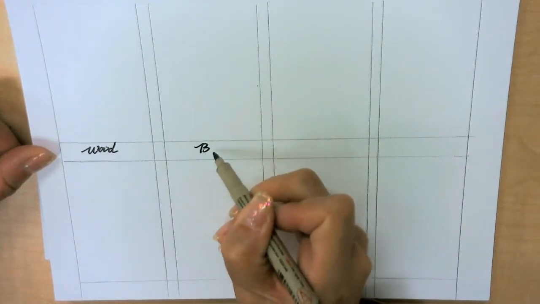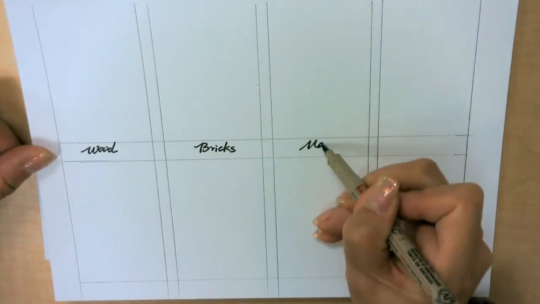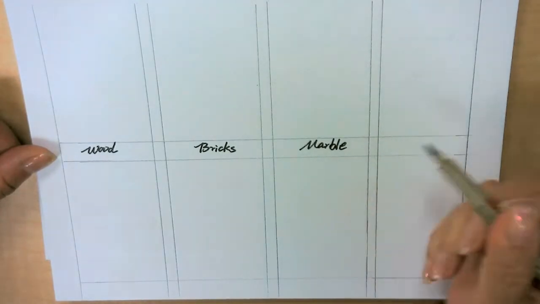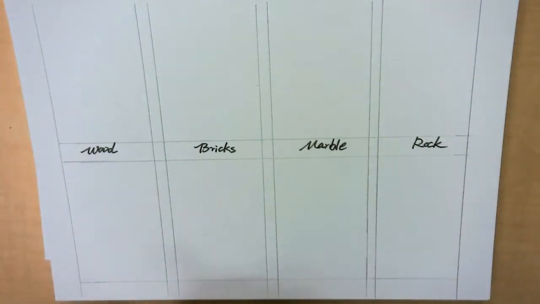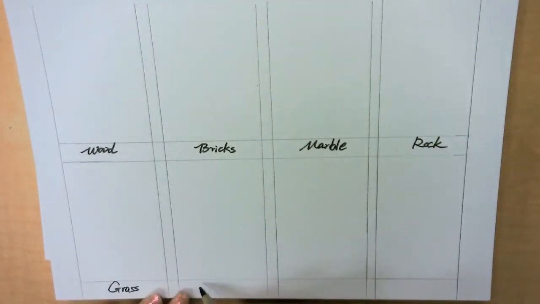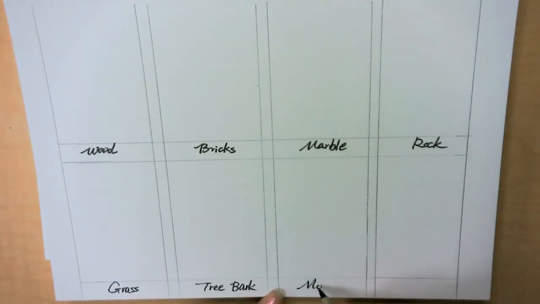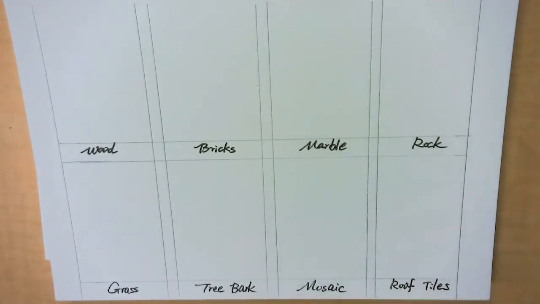We'll do 8 different textures. Let's write the name for each one. We'll do the wood texture, bricks, marble, and rock for the top 4. And the bottom we'll do grass, tree bark, mosaic, and roof tiles.